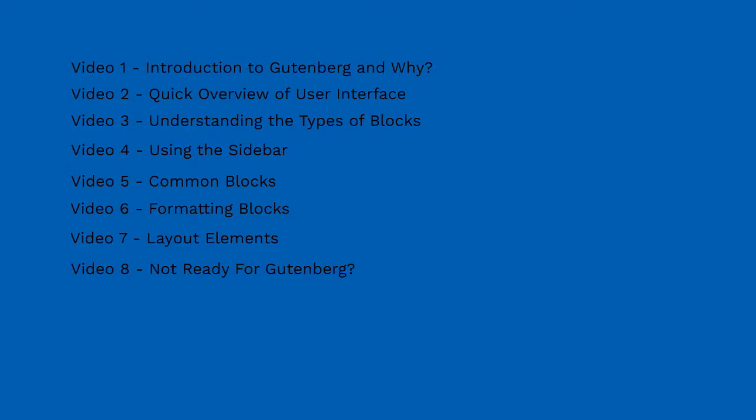And video number 8, we'll talk about if you're not ready for Gutenberg and you do not like the editor after you've seen all of this, how do you go about disabling it? How do you go about reverting to the old classic editor? And this is a big thing. A lot of people do not like Gutenberg, so they prefer to go back to the classic editor. So we want to make sure that you have the options available to you if you choose to go down that route. And of course, last but not least, we've got video number 9, which is more editor options.